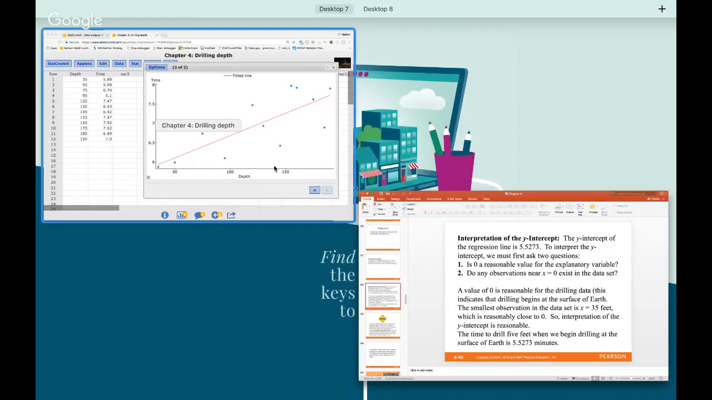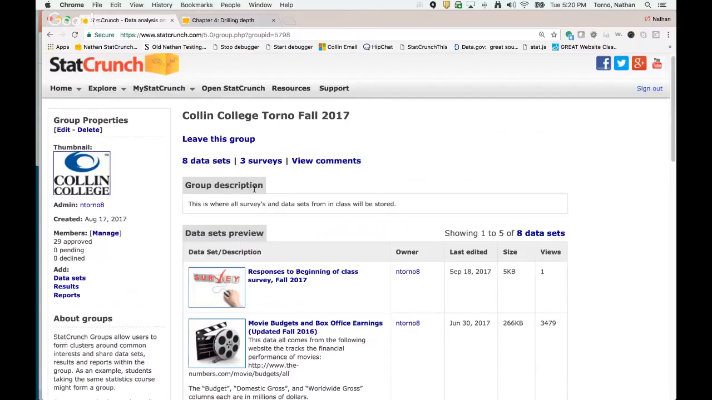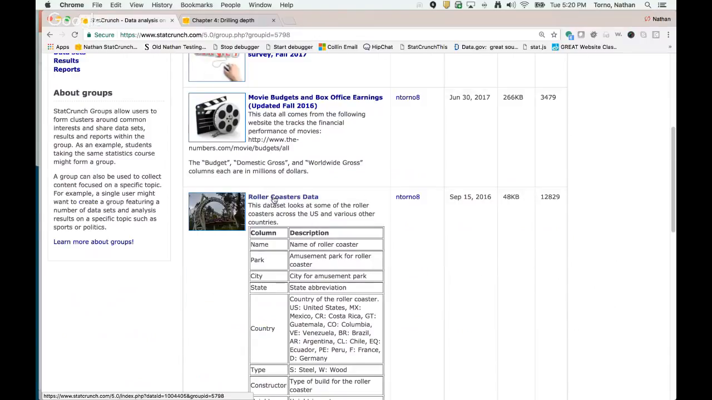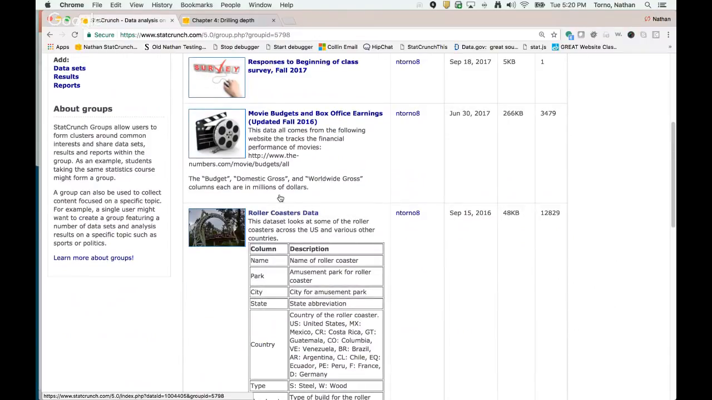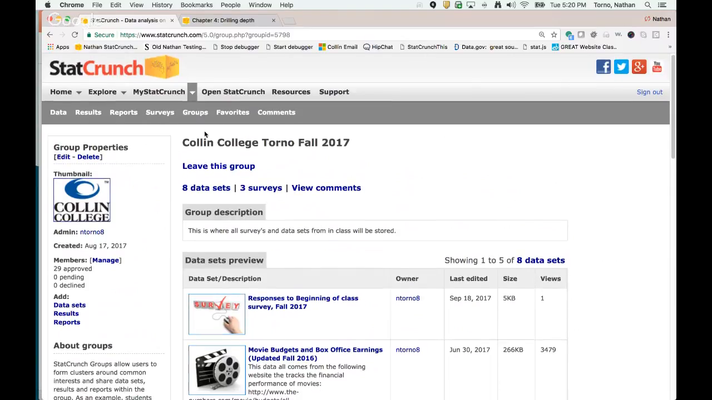So going back to StatCrunch, we're going into the group page, and there's a second data set I want to look at. It's roller coaster data. This is a real data set, again just found under our group page. To get to that, if you've looked at our groups, My StatCrunch groups, you should have it listed there for yourself. If you're just looking for the group that you have saved, you should find it there. Again, we're going to be using this throughout the semester, so just get used to it.